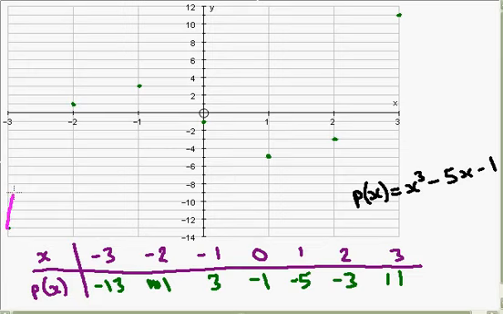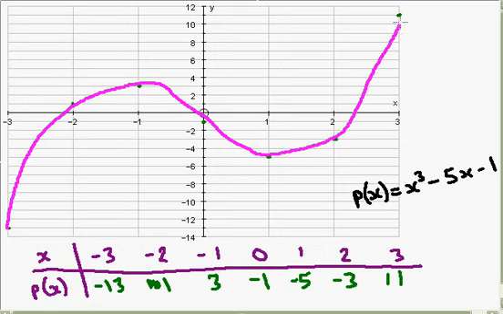Excuse me if it's not quite as accurate. Oh, this isn't going too badly though. Missed that one. Okay, so there is my attempt at graphing this function.